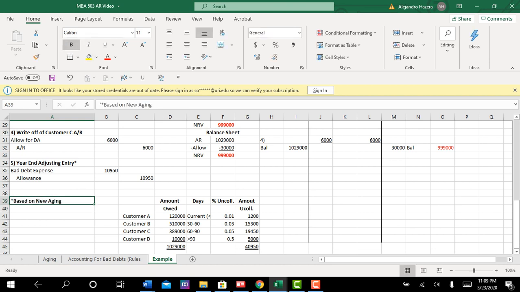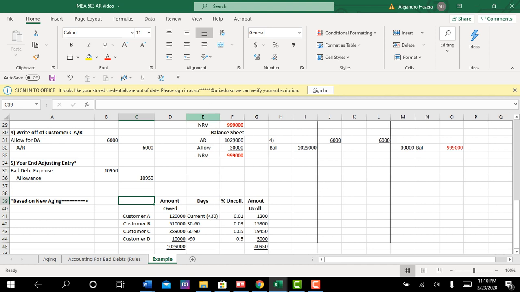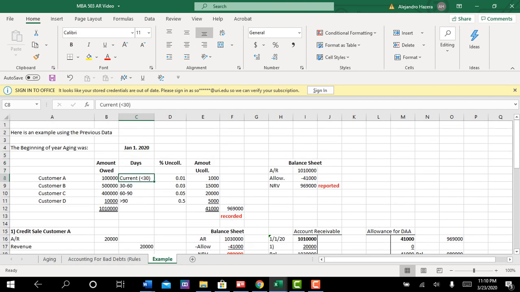Okay, your year-end adjusting entry is going to be based on your new aging, which is the aging you see to the right there. This is our new aging. Now, there's a lot of things that could have changed about this aging. I'm going to go ahead and take this out here. It's the same aging as before. It's the same aging as up here.